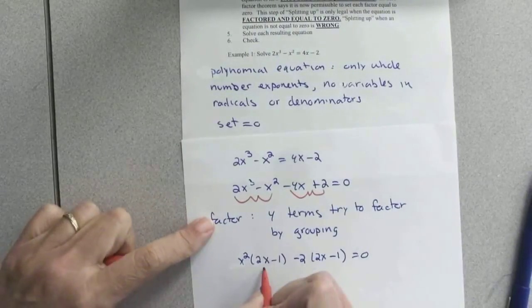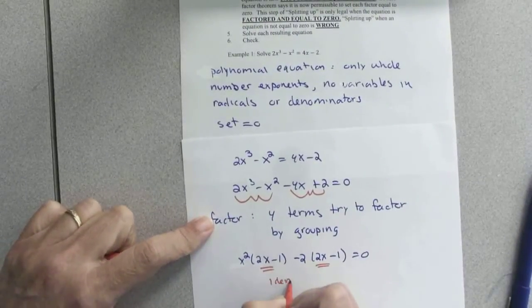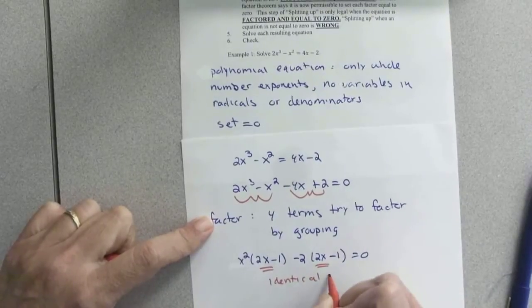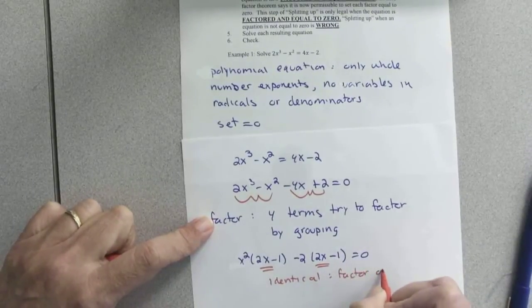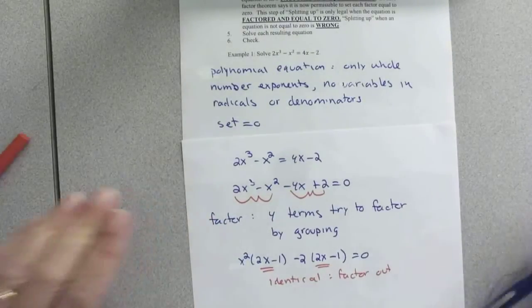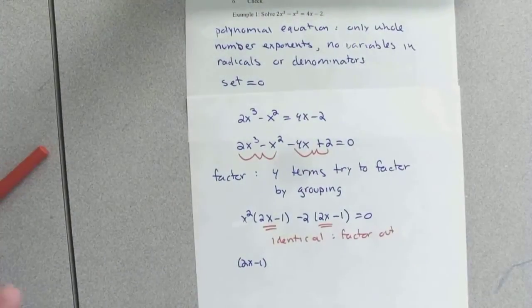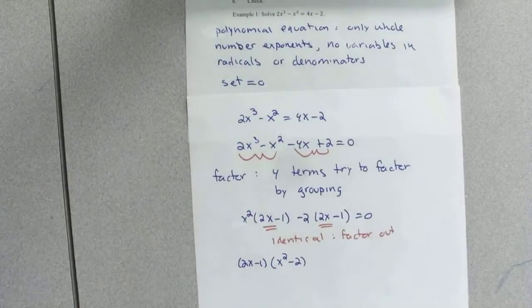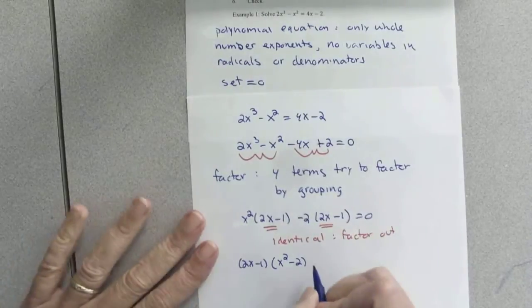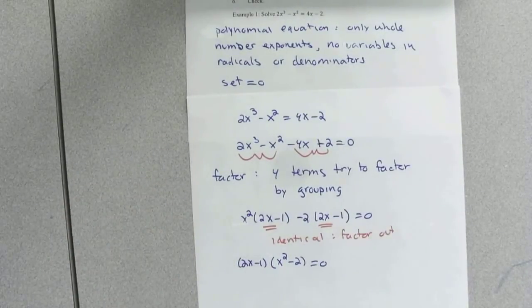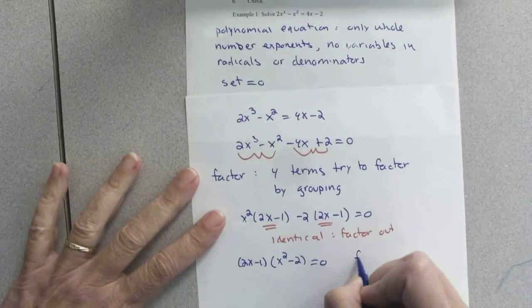And then because these are identical, I can now factor them out. I can factor out the 2x minus 1, and it really is a greatest common factor. So you move out that greatest common factor, and then you write what's left behind. What's left behind on the first term is the x squared, and what's left behind on the second term is the minus 2, equals 0. And now it's factored equal to 0.